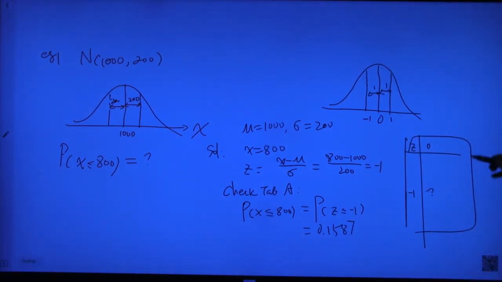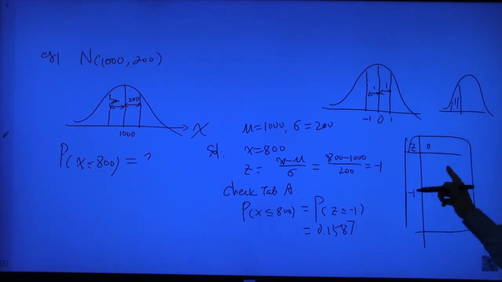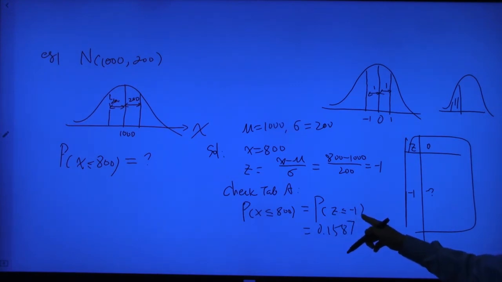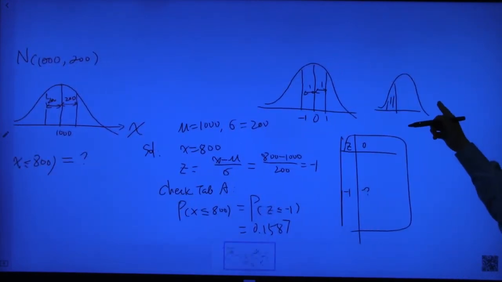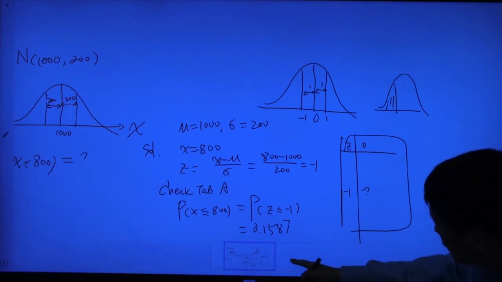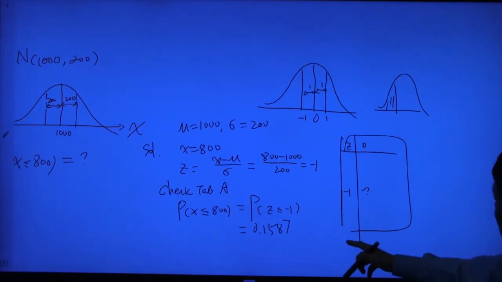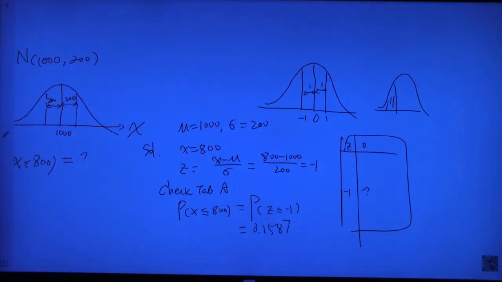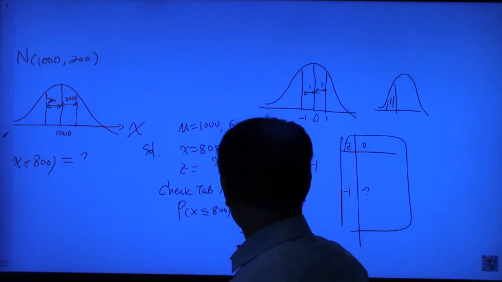And keep in mind, the value given in this table corresponds to the proportion from this point all the way to the left. That means we are looking for x less than this, corresponding to z less than -1. That is exactly this area. So the result here will be exactly what we want. So that's the end of the solution.